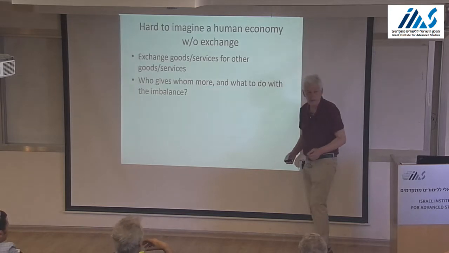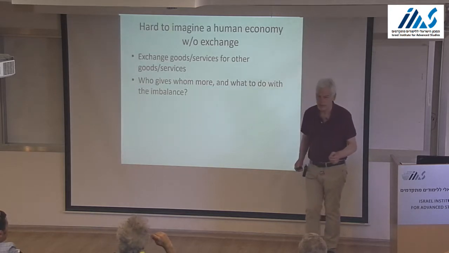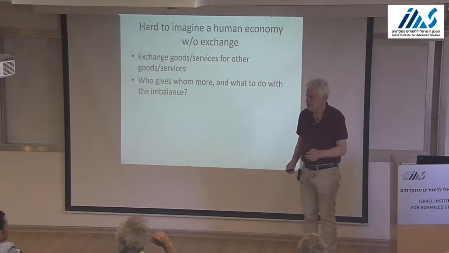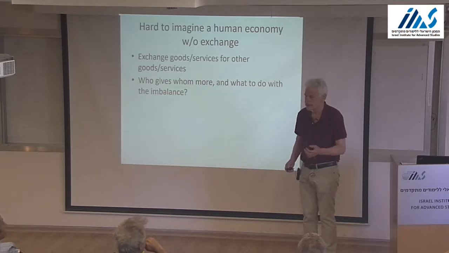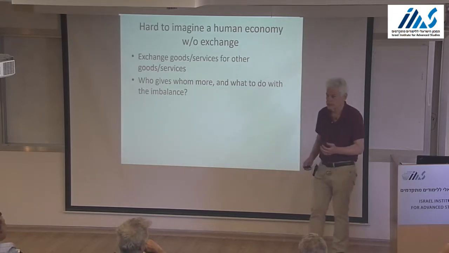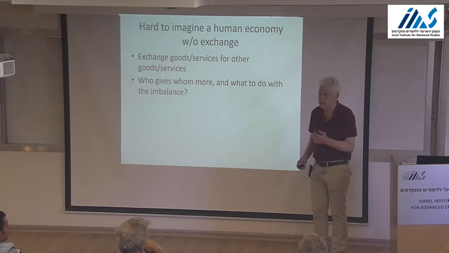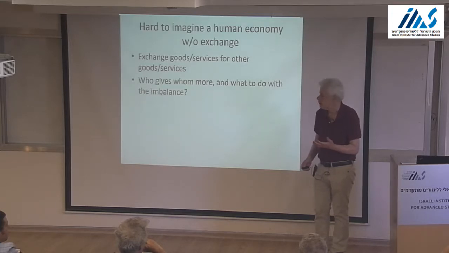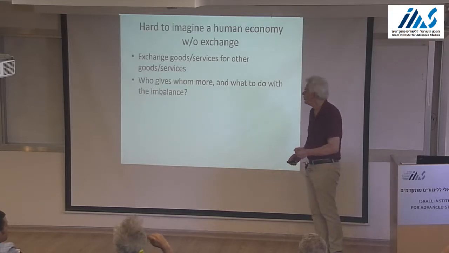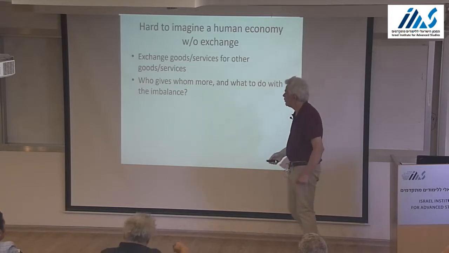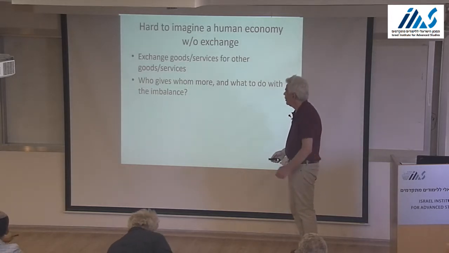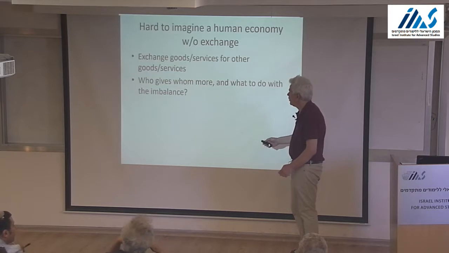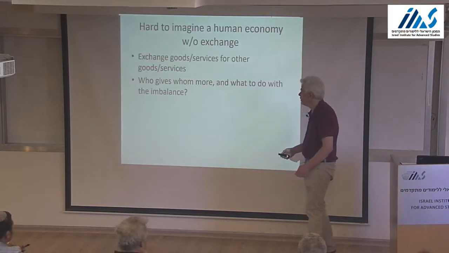And Noble, who is not here, had a beautiful illustration with the three periods, who gets what when, and the need for a medium of exchange, and you need a store of value, otherwise it doesn't work. So imagine you want to exchange goods and services for other goods and services, and the question immediately comes up: who gives whom more, and what to do with the imbalance.